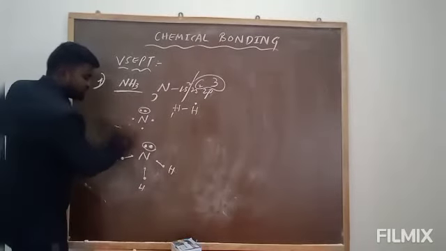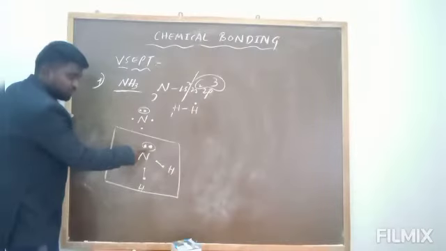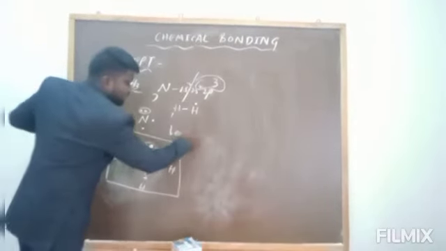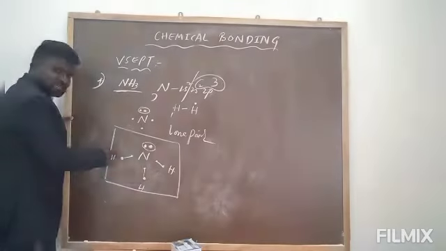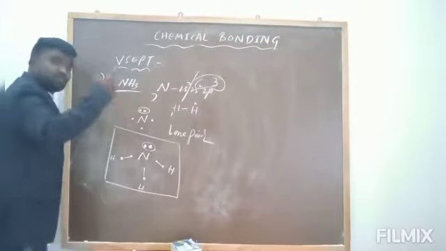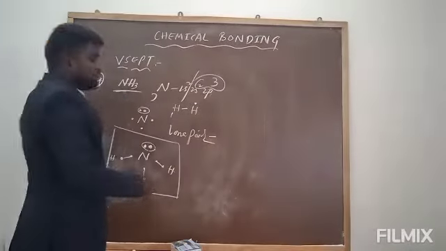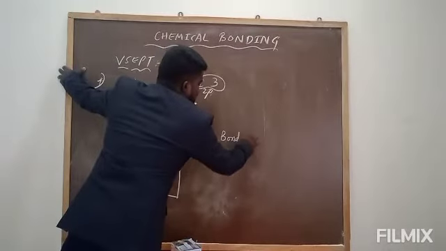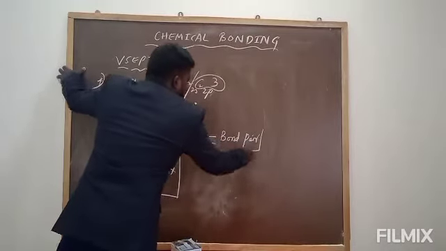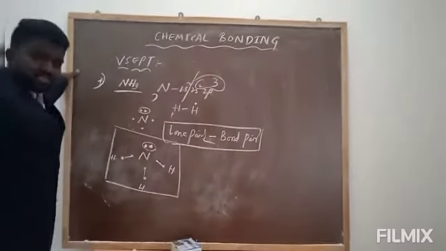So which type of repulsions are present in the ammonia molecule? It already has a lone pair, and the adjacent atoms contain bonding electrons, so bond pair repulsions will be there. So the repulsions are between lone pair and bond pair. Here, lone pair bond pair repulsions are present.